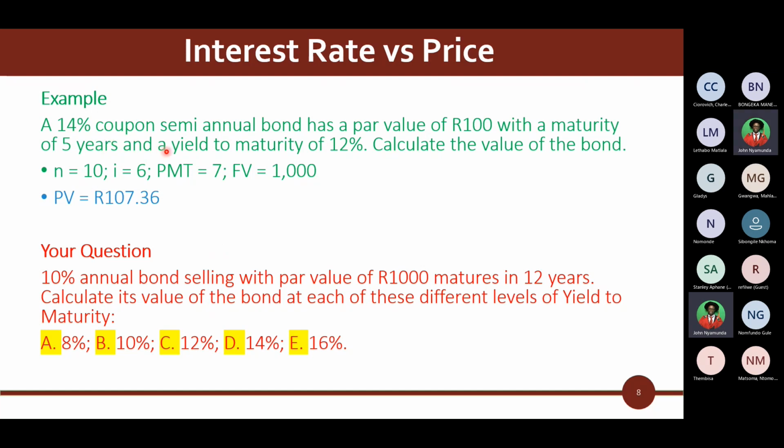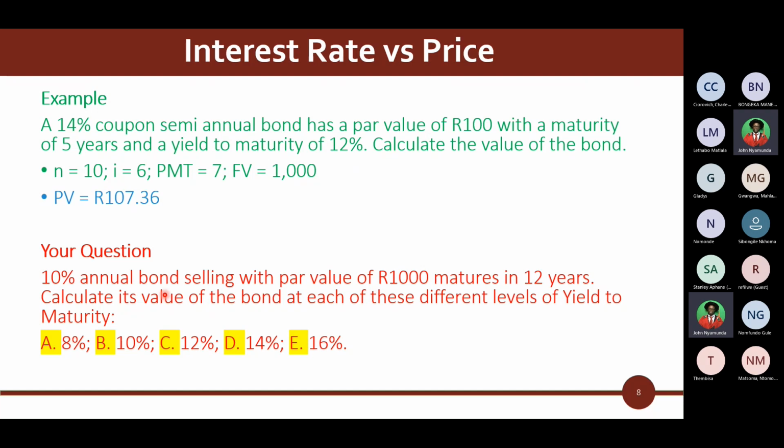Okay, the same question, but now you have more opportunities. A 14% annual bond has a par value of 100 with a maturity of 5 years and a yield to maturity of 12%. Calculate the value of the bond. So we got that. This is what we got. But yours is here.